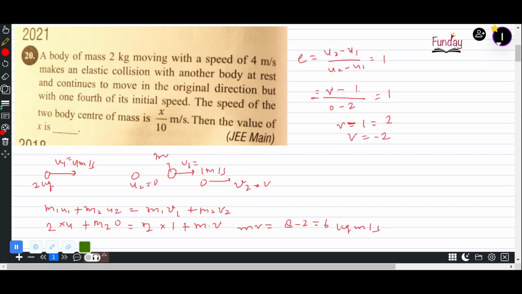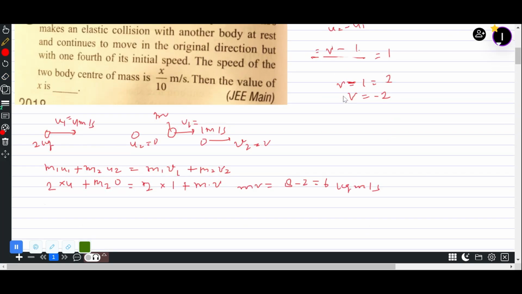No, it was 4, I guess. I'm taking the mass as the velocity. Okay, I'll correct. u1 was 4, and u2 was 0. So 4 minus 0, so v minus 1 is equal to 4. So v is equal to 5.